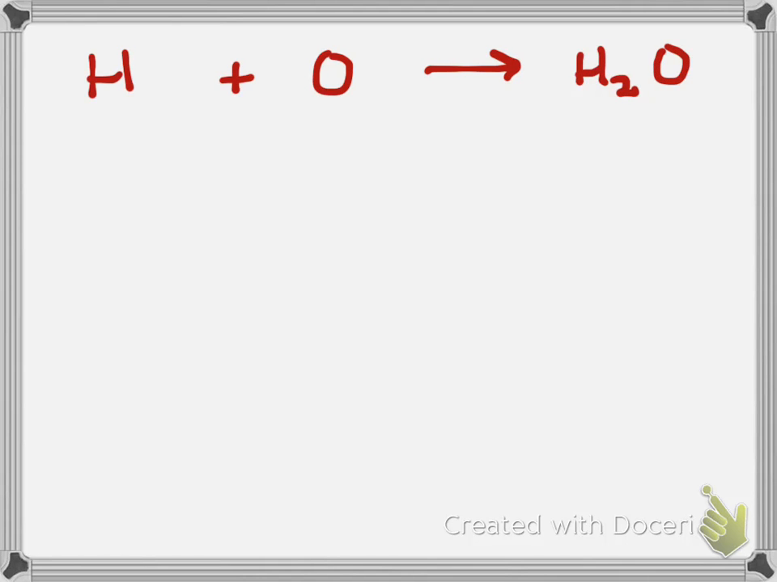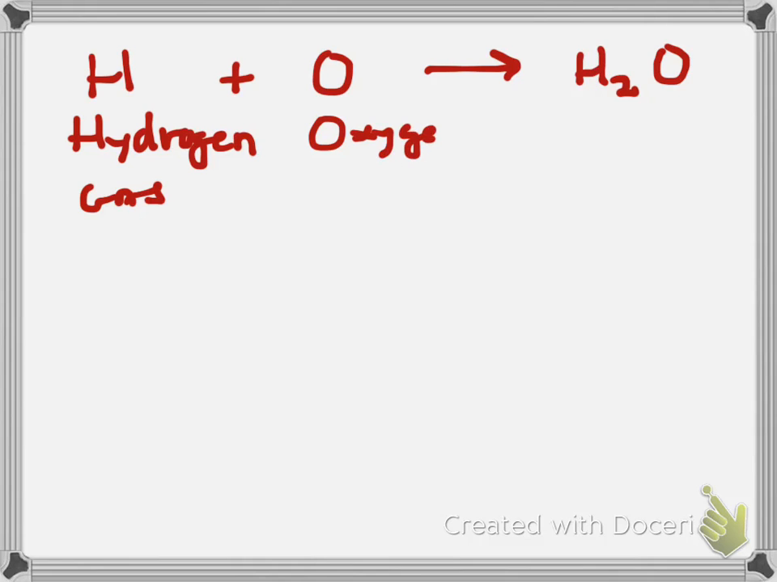Now, one of the rules is if you're given a word equation like hydrogen gas plus oxygen gas yields water, determine the correct formulas first and then balance. If you really get that step wrong, you might as well not even bother balancing. So right now that equation that I wrote is incorrect.